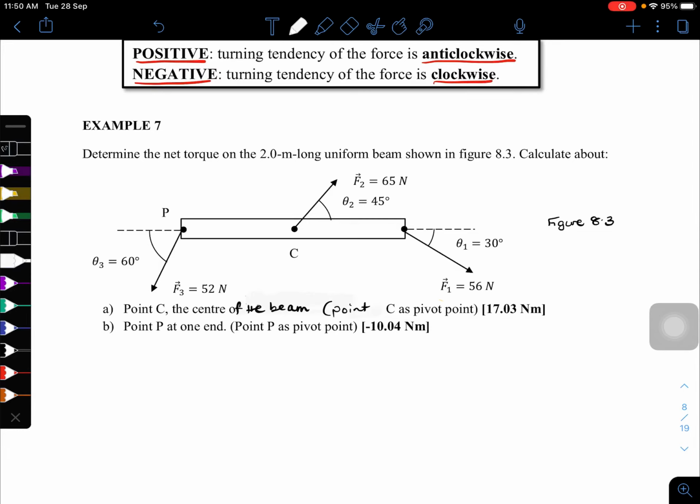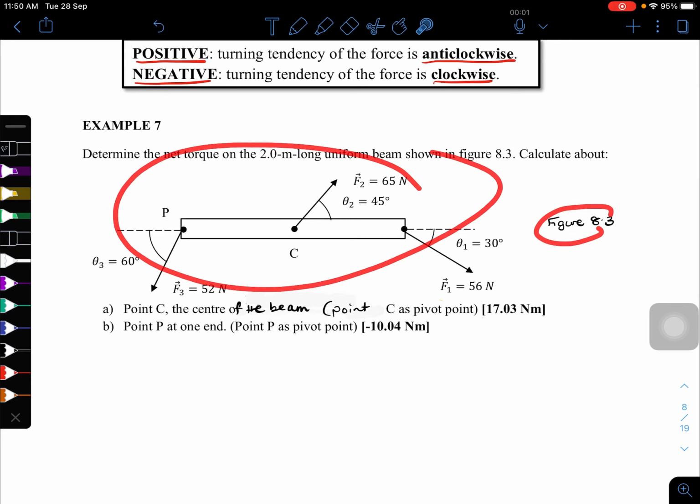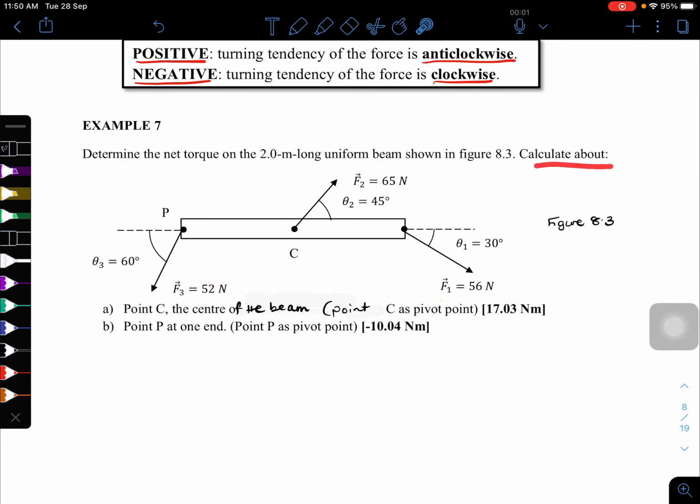Okay, let's try to do example 7. So let's read the question. Determine the net torque, or the total torque, on the 2 meter long uniform beam as shown in figure 8.3. Calculate about point C, the center of the beam, as the pivot point. So kat sini dia suruh kira total torque yang ada lah.